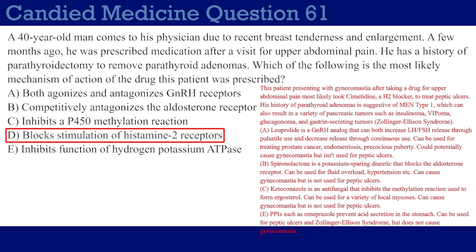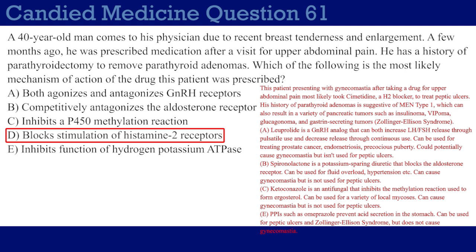The other aldosterone receptor antagonist is eplerenone. I don't think it really comes up anymore. And as far as potassium-sparing diuretics go, obviously you also have the ENaC blockers, which is triamterene and amiloride. You need to know those as well. So obviously these are diuretics, nothing to do with peptic ulcers.